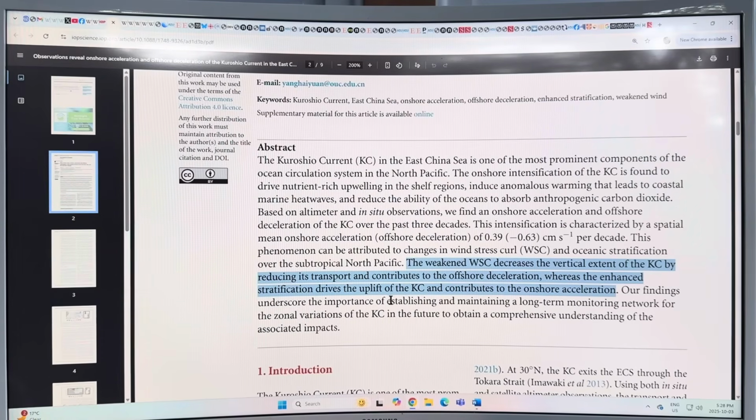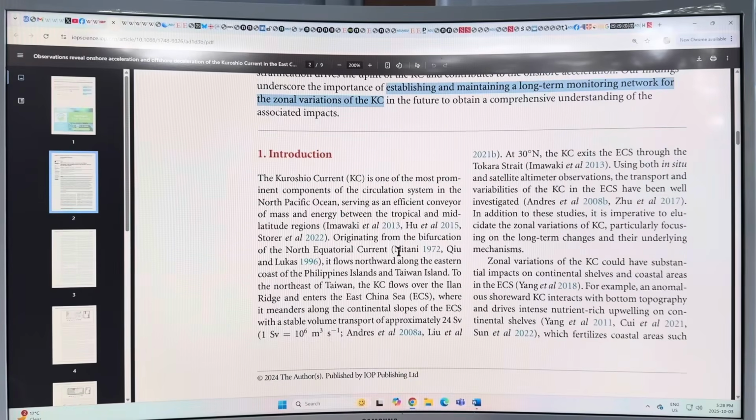Okay, so it's very important to establish and maintain a monitoring network for the zonal variations of the Kuroshio current to find out the impact. So, it's basically the Kuroshio current. It's one of the most prominent components of the circulation system in the North Pacific Ocean. It's an efficient conveyor of mass and energy between the tropical and mid-latitude regions. So it carries a lot of heat from the tropical regions to mid-latitudes.